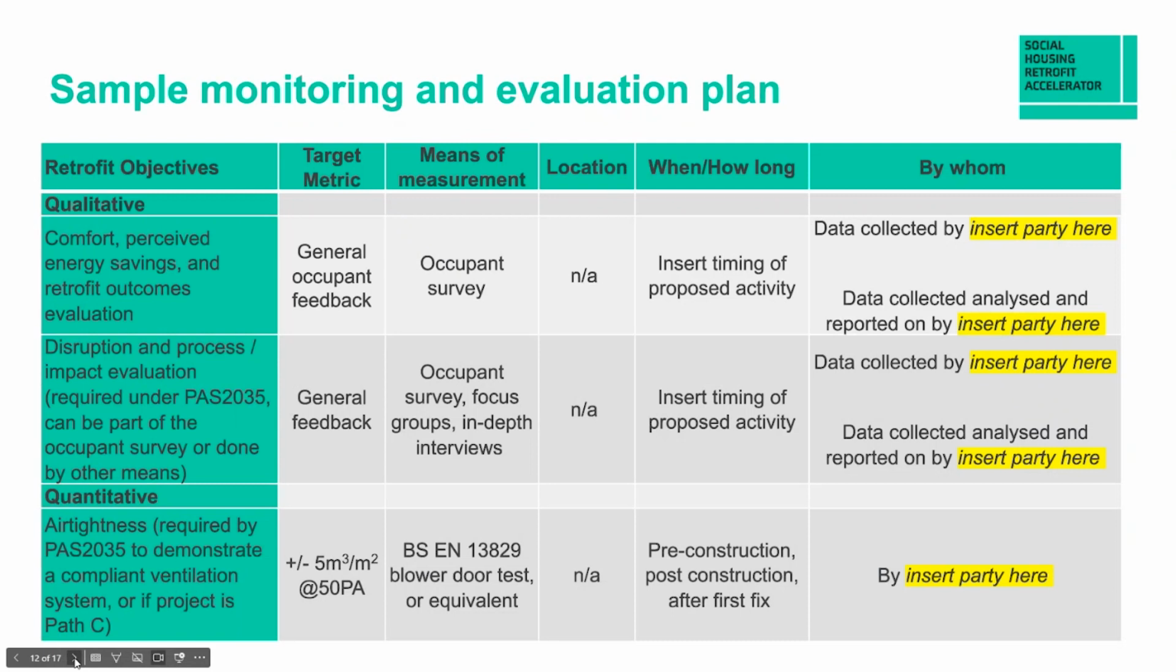So on this slide, we're going to have a look at some things that you might want to measure in your monitoring and evaluation process. So these are going to be split into qualitative and quantitative, and as you can see, they're target metrics, means of measurement, location if it's necessary, for how long you might want to do it, and who might do that data collection. So under qualitative, we've got comfort, perceived energy savings, and retrofit outcomes evaluation.